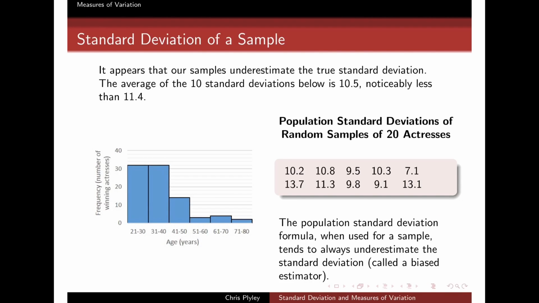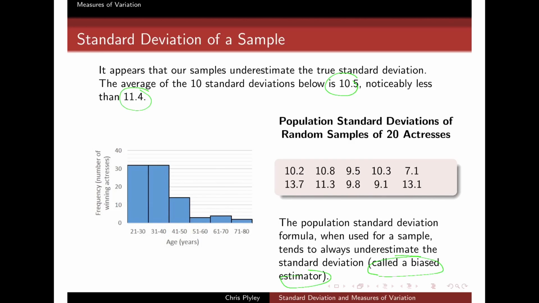And if I go ahead and take the mean of those numbers, it happens to be 10.5, which is much less than the actual standard deviation of 11.4. And so what's happening is that the formula for population standard deviation has an inherent bias in it. It's what we call a biased estimator.